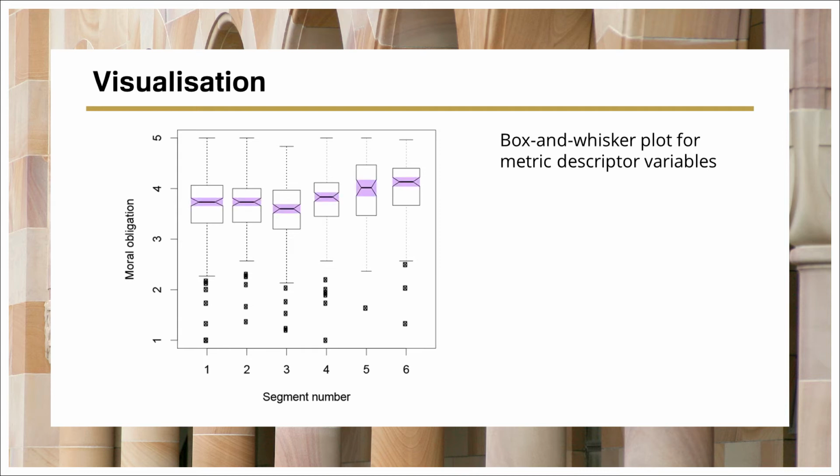The notches in the box plot are helpful to assess if the differences between the median values for each segment are statistically significant. If the notches of the 2 segments do not overlap, it's strong evidence that the difference between them is significant.